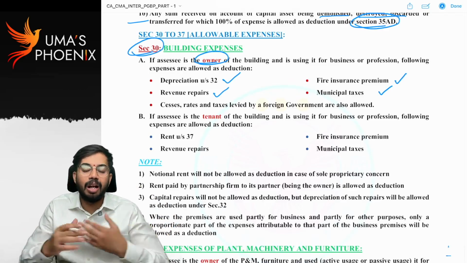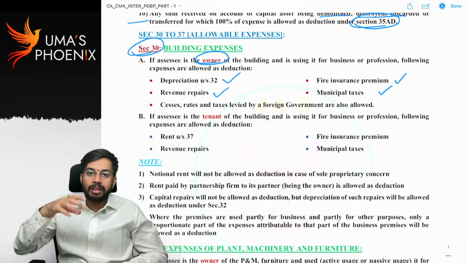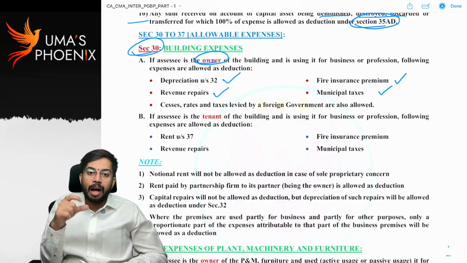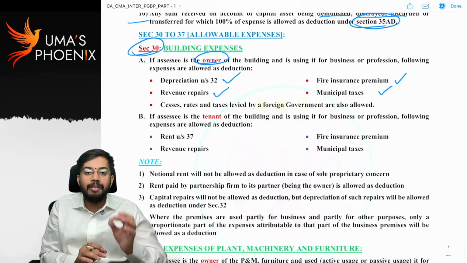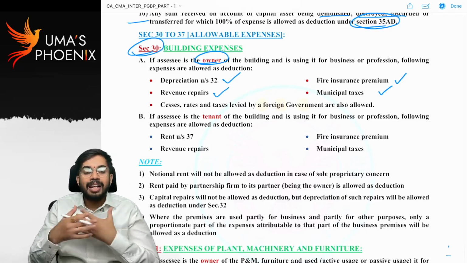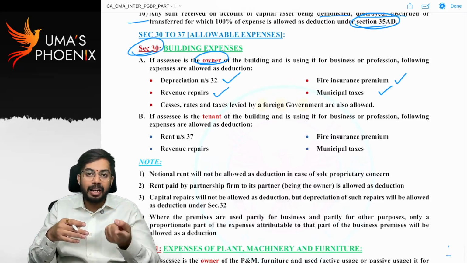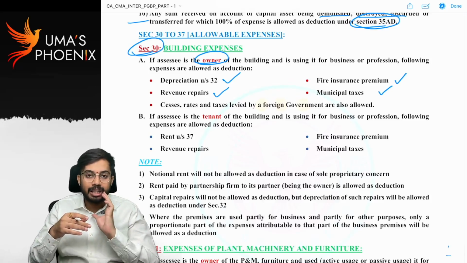Case 2. Now I am not the owner of this building. I took this room, whatever the recording room is there, studio room, I took studio room on rent. Every month rent is, let's say, 25,000 rupees. Now, as a tenant, what are all the expenses that I can claim as deduction? Every month I am paying rent, right? 25,000 I can claim as deduction.